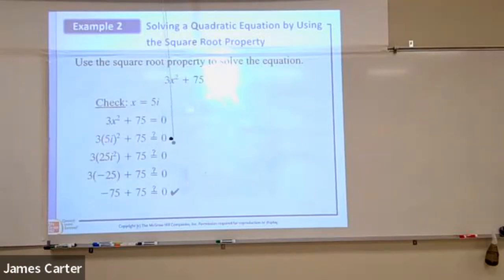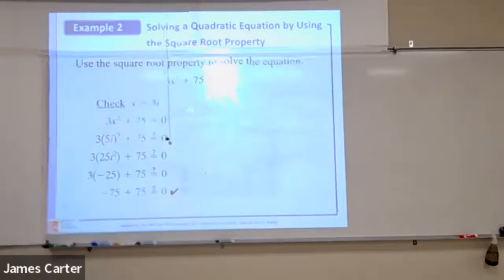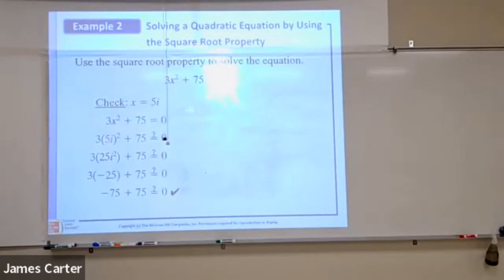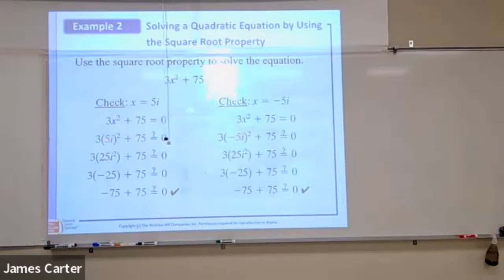And here's the check on that one. In case you want to try to see it, you can actually check with i's. We replace x with 5i, the positive side right here. That squared gives me 25i squared. i squared is -1, gives me -25 times 3 is -75 plus 75 is 0. Bingo. Okay. You can also do the negative side. And in this case, still equals 0. So both of those are correct answers.